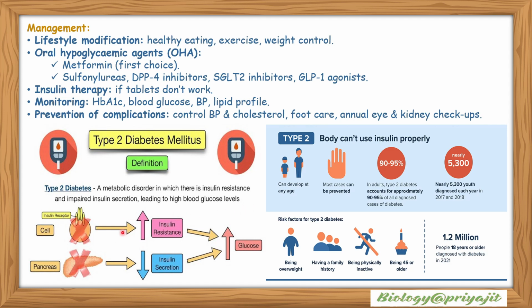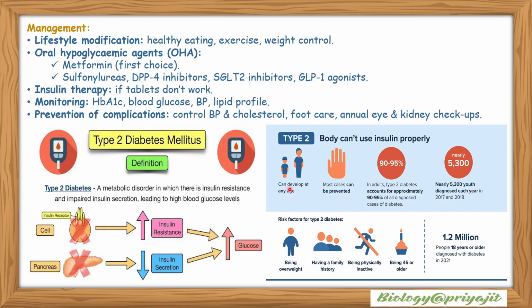So these are the insulin receptors of the cell. Insulin resistance: insulin is there, but it is not functional. So in type 2 diabetes the body cannot use insulin properly. In adults, type 2 diabetes accounts for approximately 90 to 95% of all diagnosed cases of diabetes, and nearly 5,300 youth were diagnosed each year in 2017 and 2018.